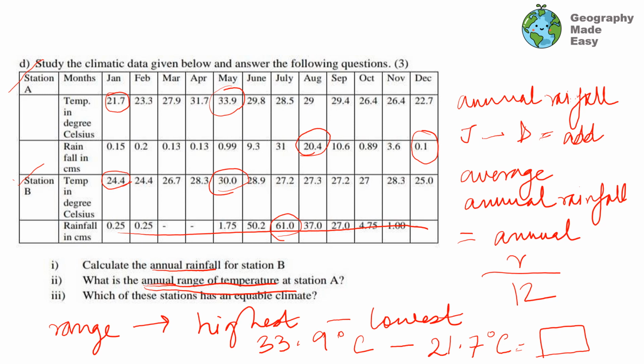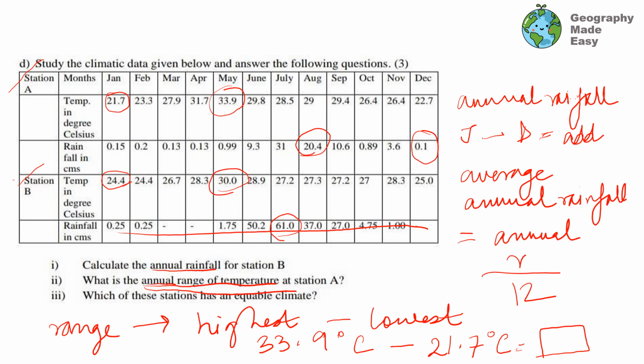So, which of these stations has an equable climate? Of course, station A, because if I look at the temperature ranges for A and B, they are more or less similar. Though the range is a little high in station A, it is less so in station B. But if we look at the variations of rainfall throughout the year, we see that the rainfall received in station A is equable. Throughout the year, some amount of rainfall is being received by this station.